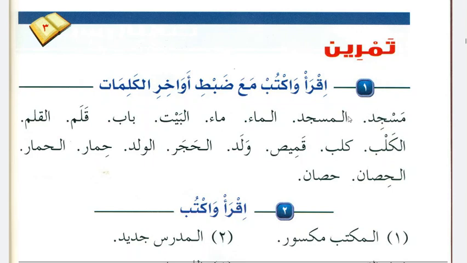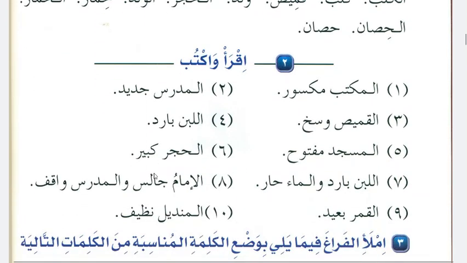But when we add the particle al, we can't use tanween. So here you will put only the dhamma. Al-masjidu, al-ma'u, al-baytu, al-qalamu. So you will put the vowels at the end, and then you will upload it to Google Classroom so that I can check. Iqra waktub, read and write.